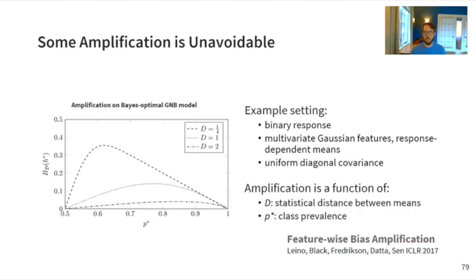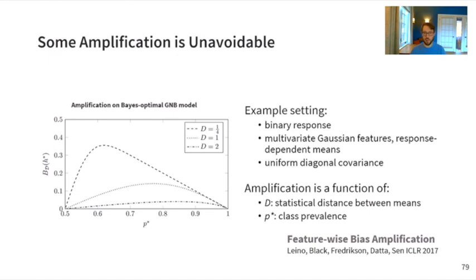Right, and here the amount of bias amplification in the model is a straightforward function of the Mahalanobis distance between the means of the classes and the prior class prevalence. So if the response label is very skewed and the features of the two classes are very close together, then the Bayes optimal model in this case is going to learn a function that overemphasizes the prior class prevalence and defaults to just predicting the most prevalent class.